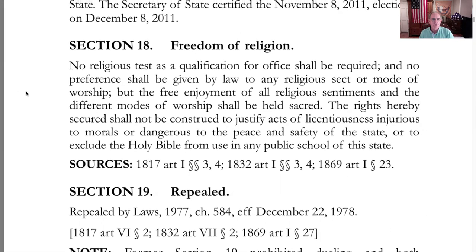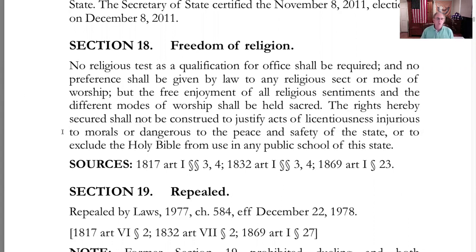And it says, no religious test as a qualification for office shall be required, and no preference shall be given by any law to any religious sect or mode of worship, but the free enjoyment of all religious sentiments and the different modes of worship shall be held sacred. The rights hereby secured shall not be construed to justify acts of licentiousness, injurious to morals, or dangerous to the peace and safety of the state, or to exclude the Holy Bible from use in any public school in this state.